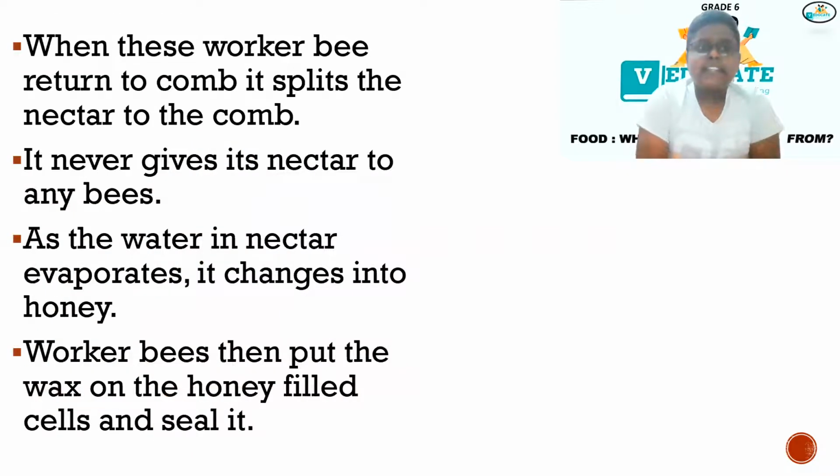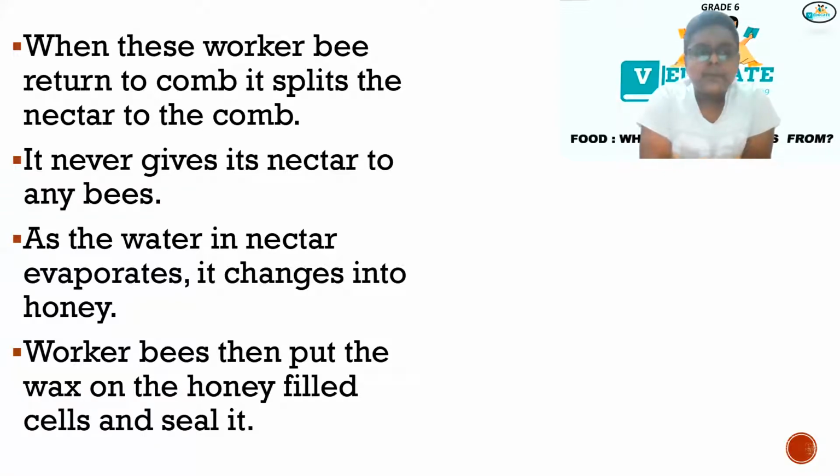When the worker bee returns to the comb, it gives the nectar to the honeycomb, as we see in the picture. It never gives its nectar to any other bees. As the water in the nectar evaporates, it changes into honey. There will be some amount of water in the nectar, so when it evaporates due to the sun, it changes into honey.